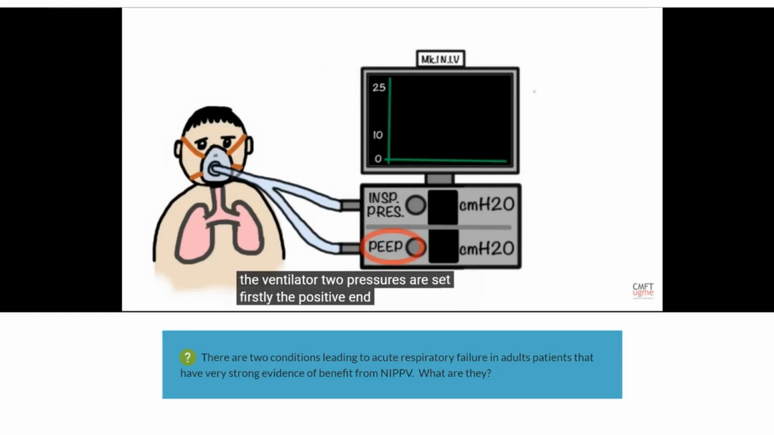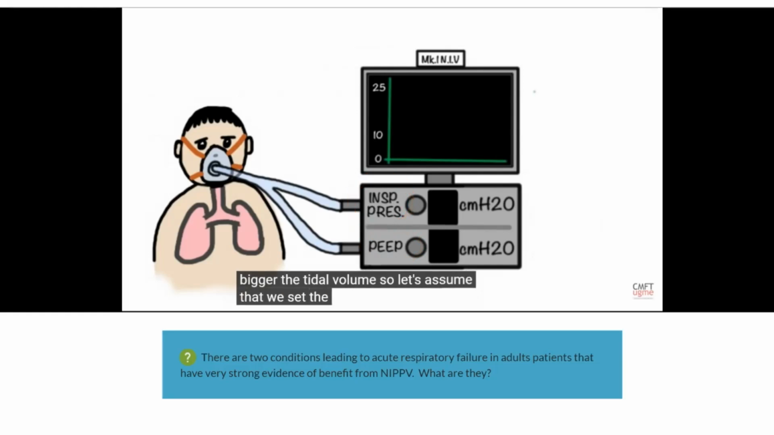Firstly, the positive end expiratory pressure, PEEP, similar to that used in CPAP. As before, this pressure helps preventing the alveoli from collapsing. Secondly, the pressure that creates the push. This is the inspiratory pressure, which increases the size of each breath or tidal volume. The bigger the pressure, the bigger the push, the bigger the tidal volume.